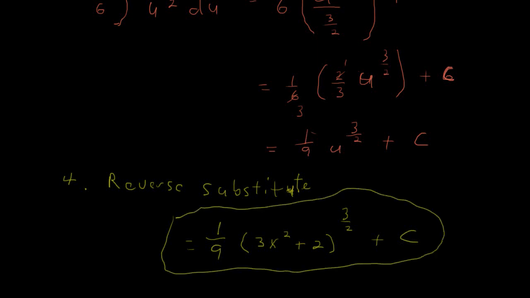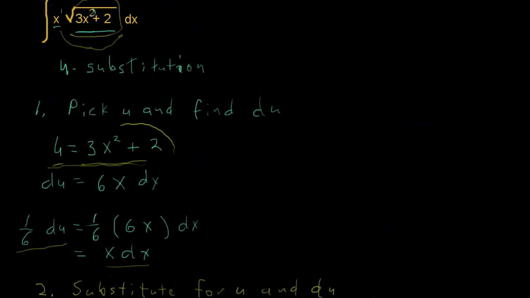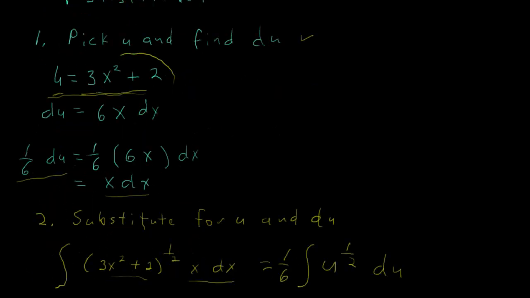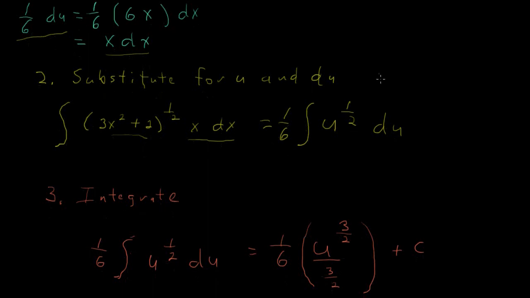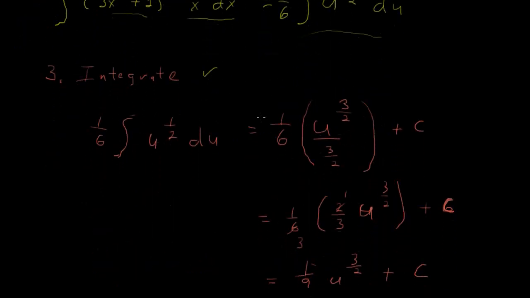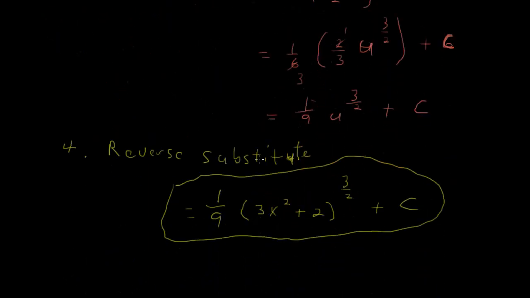So to just briefly recap, we identified this as a prime candidate for U-substitution, and so we went ahead and picked u. We found out what du was. That was the first step. The second step was to substitute u and du into our integral, and then to integrate with our nice simplified integral, and finally to reverse substitute. And there's our solution again.